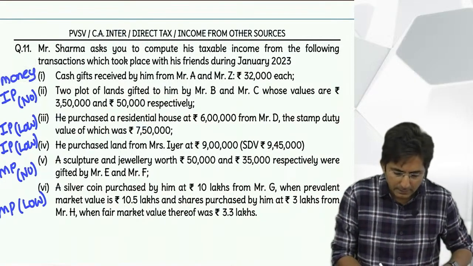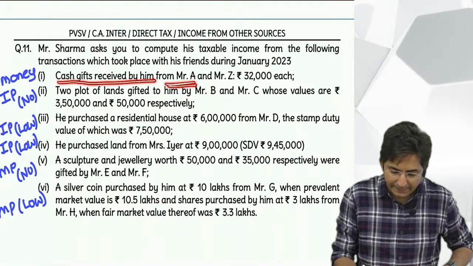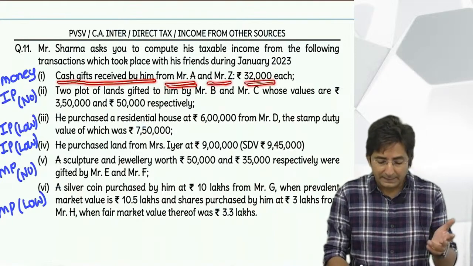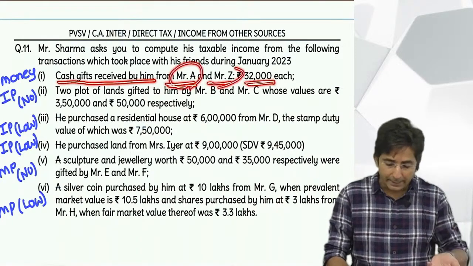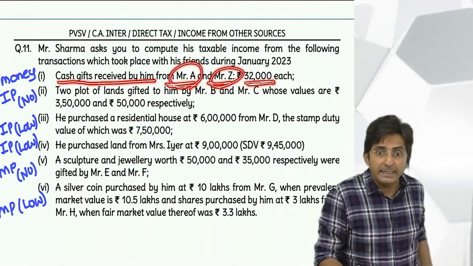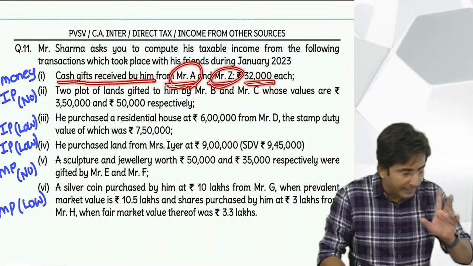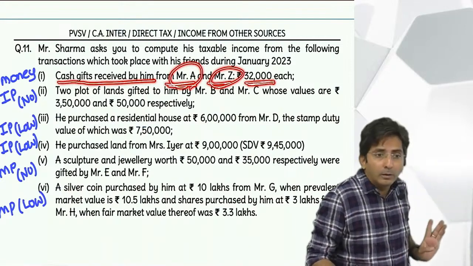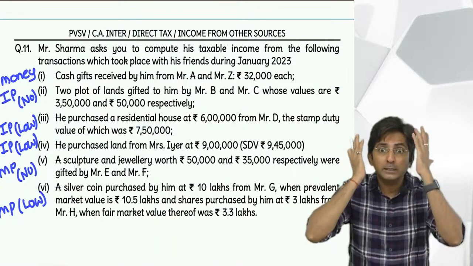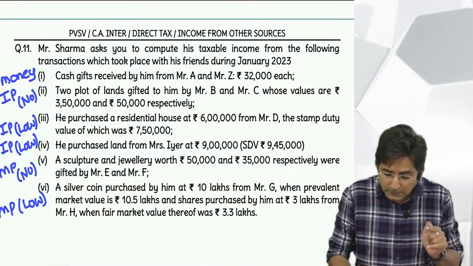Read the sentence. Cash gift received by him from A and Z, 32,000 each. Aggregate. See, A also gave money, Z also gave money. If in the question later on also there is money, add that also. So you should check, is there any money further in any point? No. So add this, 32, 64. Oh my God, it's above 50,000. Taxable. Fully taxable.